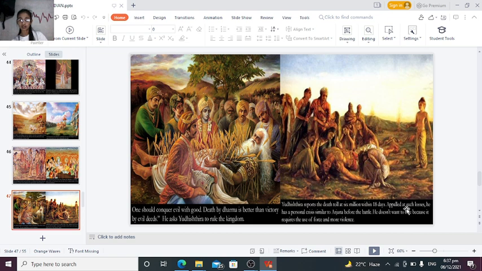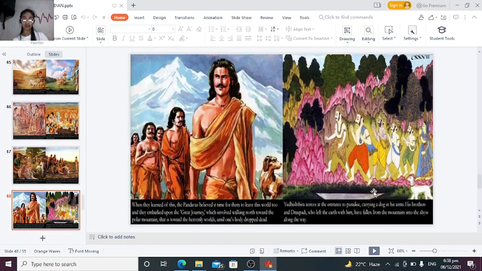Appalled at such losses, he has a personal crisis similar to Arjuna before the battle. He doesn't want to rule because it requires the use of force and more violence. Yun yung ayaw ni Yudhishthira.